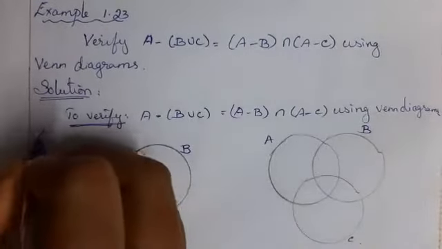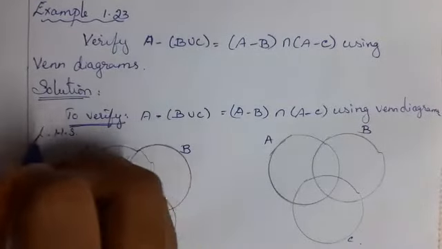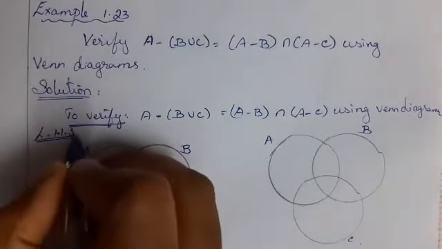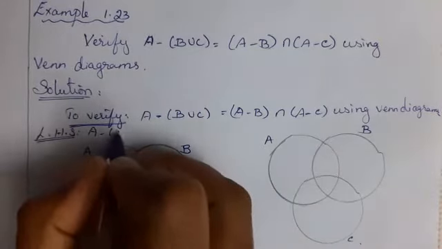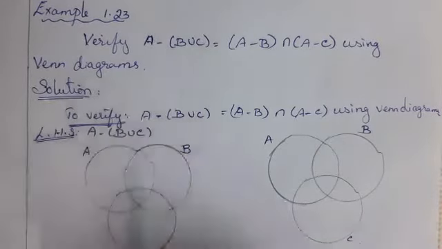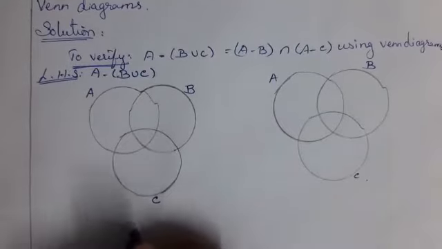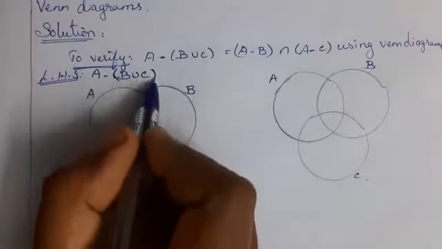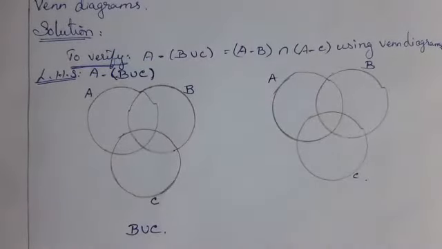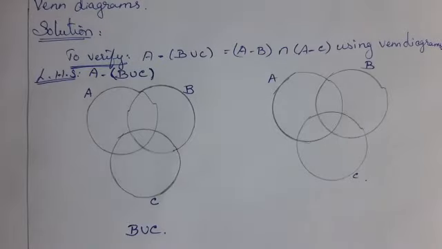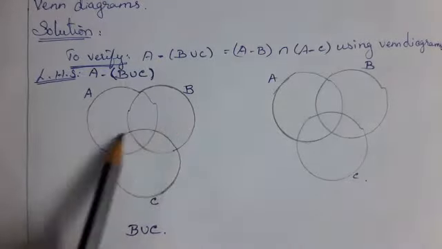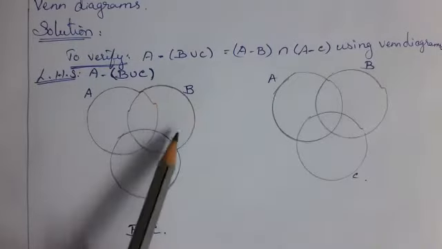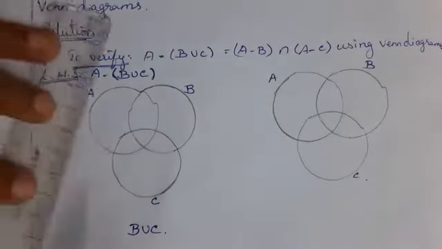Okay. Then left hand side, that is A difference B union C. For the first diagram, you must shade the portion B union C because B union C is inside the bracket. What is the meaning of B union C? You must take the circles B and C, the whole portion of B and C. Draw.